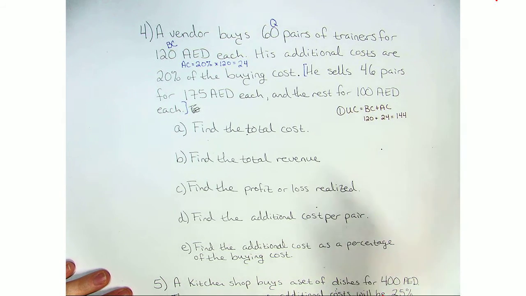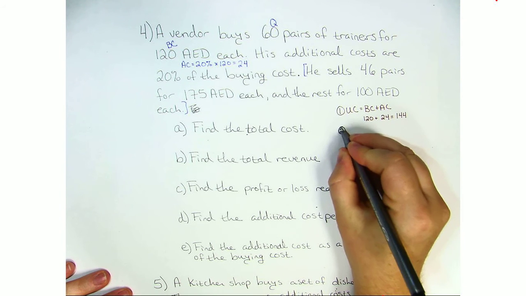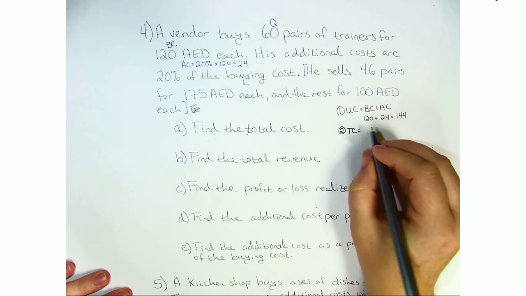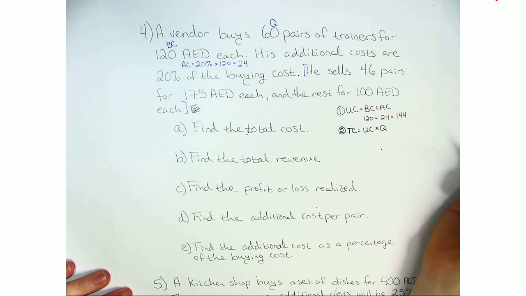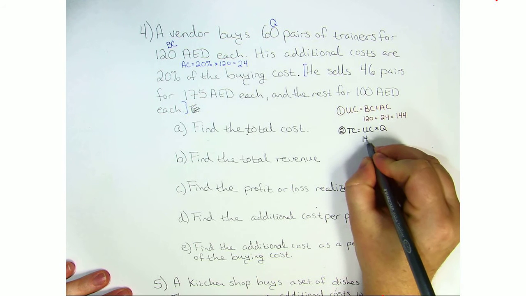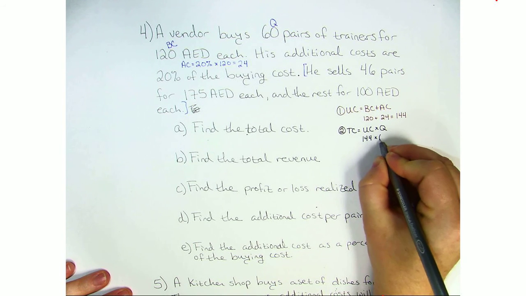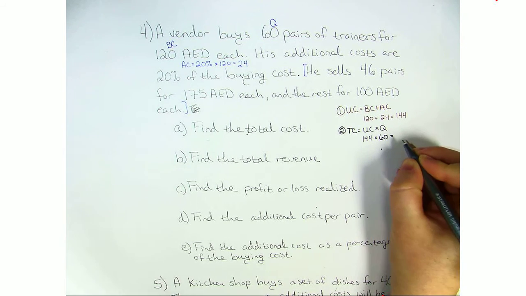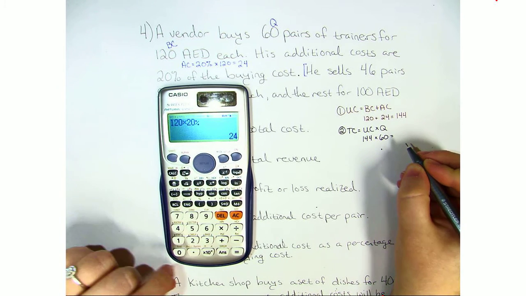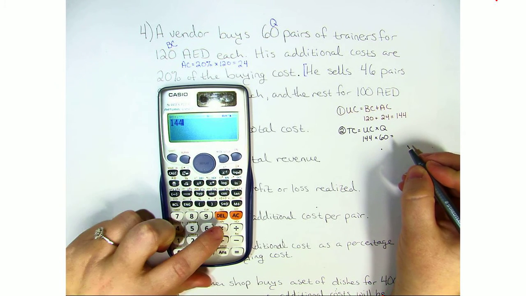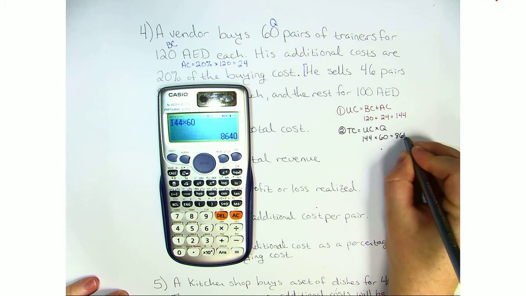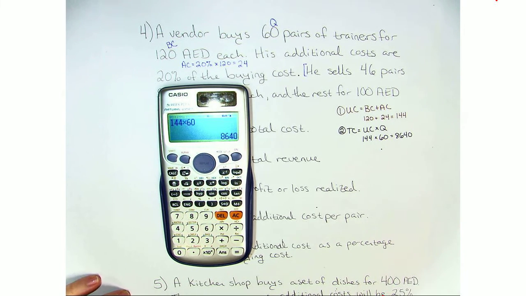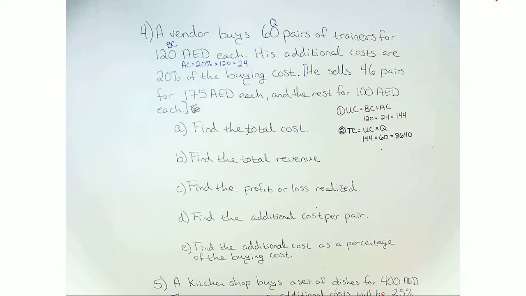Now the next step, once you get the unit cost, is to get the total cost. And the total cost is the unit cost times my quantity. The unit cost is 144 dirhams, and the full quantity is 60. So once again, we're going to get out our calculator, 144 times 60, and that gives me 8,640 as my total cost.